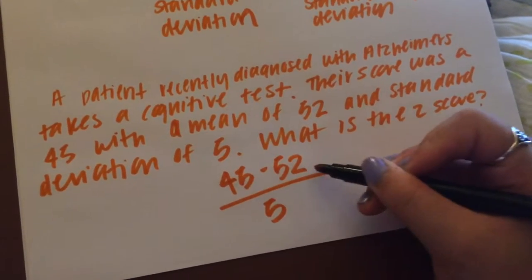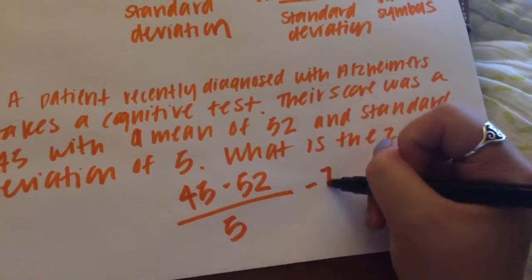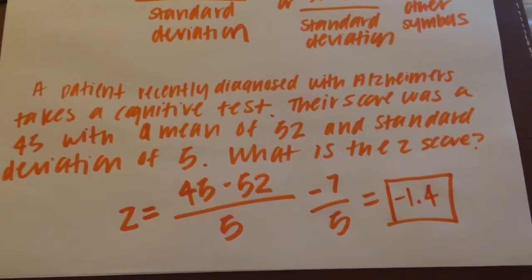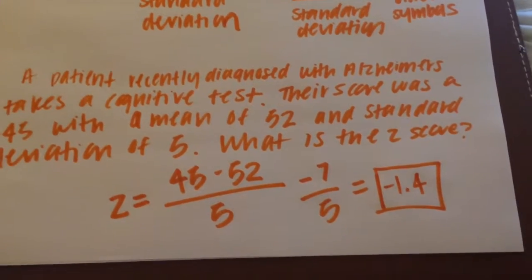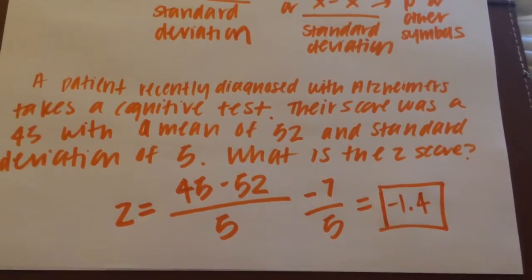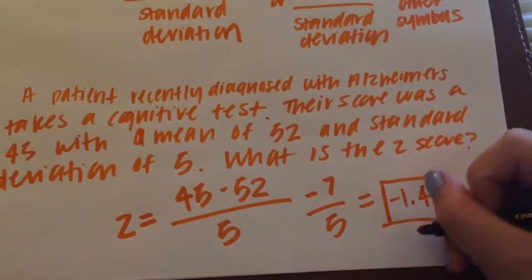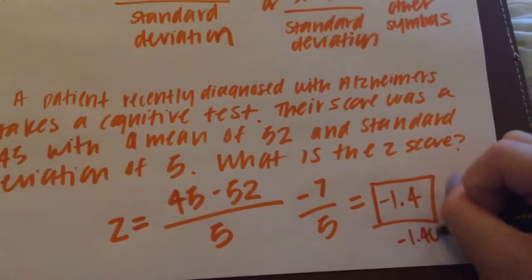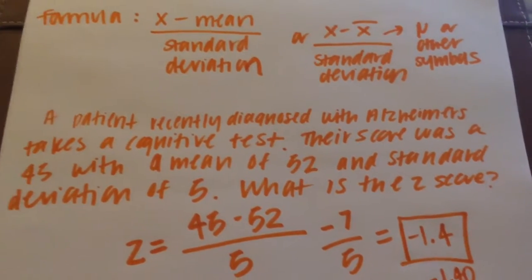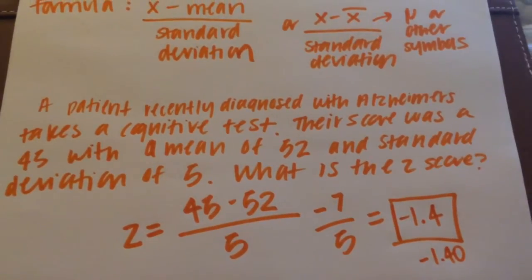And so this is negative 7 over 5, which equals... And the answer is negative 1.4. And so what you would do is look at the z-score chart, which is another lesson. But what you do is go to negative 1.4. And since it's negative 1.4 exactly, so it'd be like negative 1.40, you go down to negative 1.4 and you go over one column because it'd equal this value. And then you would find the probability.